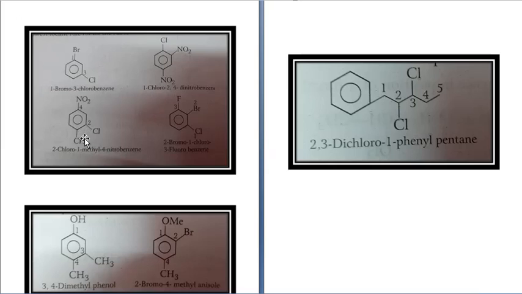Then we come to the next. When two similar substituents are attached to a benzene ring, the relative position of the substituents is indicated by the symbols ortho, meta or para: O, M or P. Now O stands for first and second carbon, M, meta position, is for first and third carbon, and para, P, is for first and fourth.